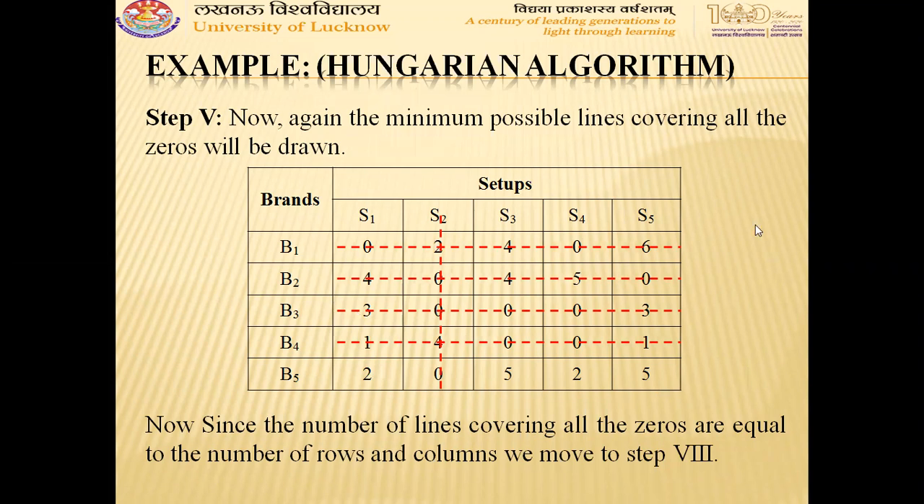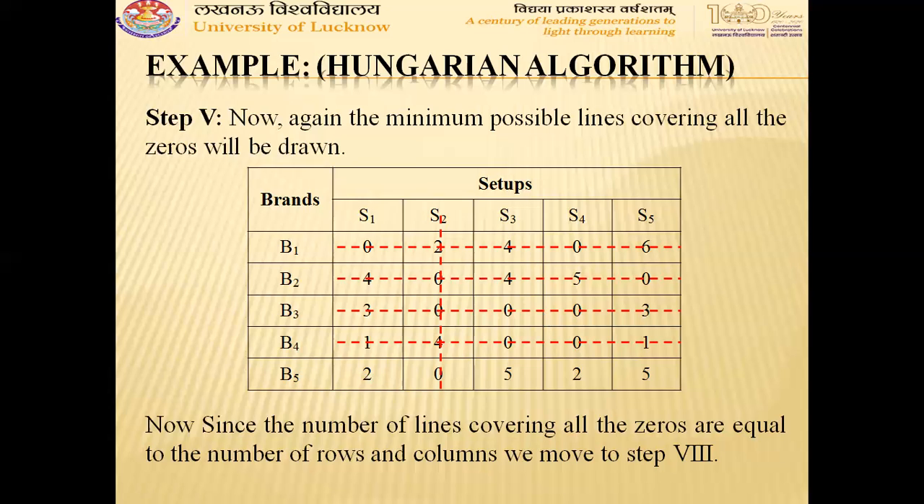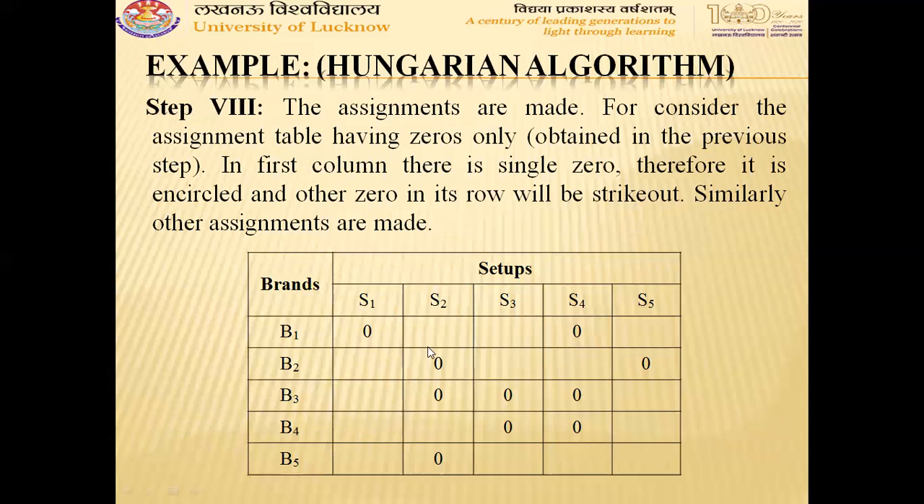So it is our optimum assignment matrix and we will move to the next step, that is step 8, and make the assignment. For making the assignment we consider this table where only zeros are represented. Here you can see S1 and S4 have 0. Sorry, S1 and S4 in B1 have 0. So here S1 and S4 have 0. All the other positive quantities are removed.